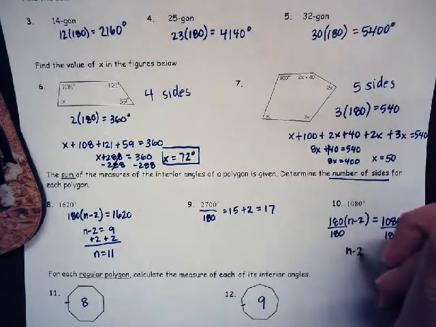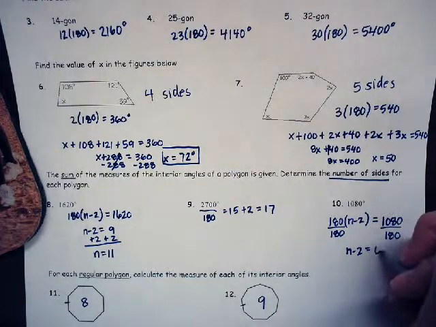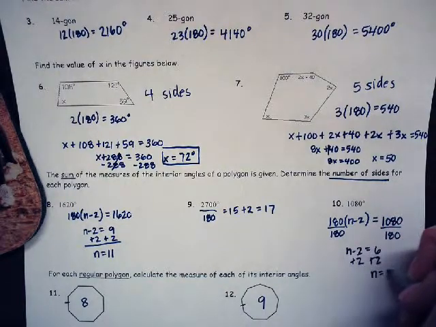I get n minus 2 equals 1,080 divided by 180 is 6. Add 2 to both sides. N equals 8.